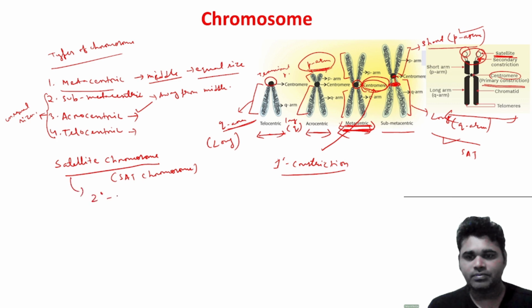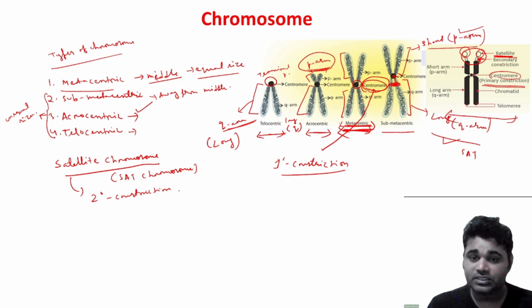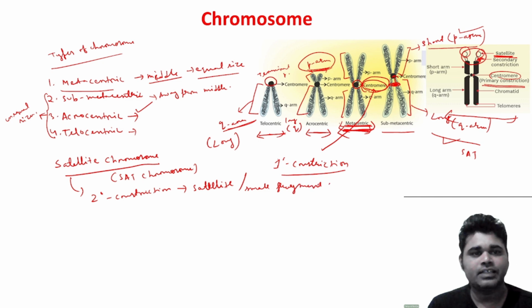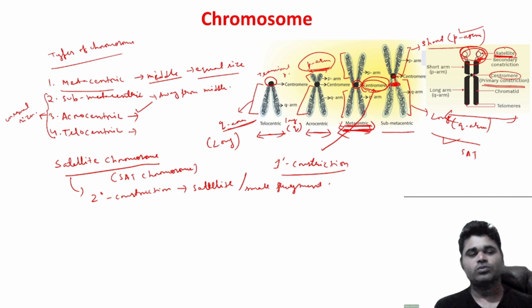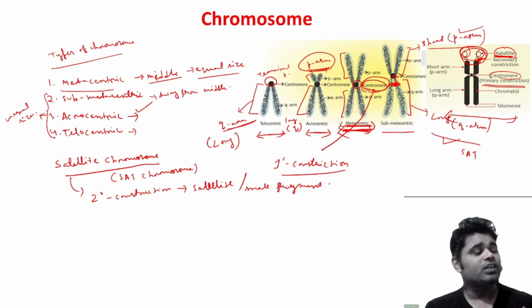In the satellite chromosome, a secondary constriction is present, and because of this secondary constriction, it forms a satellite, or you can say a small fragment is formed. Here also, another fragment is formed which looks like a satellite. So in satellite chromosomes, because of the presence of the secondary constriction, a satellite or small fragment is formed. So the two constrictions are present in satellite chromosomes.